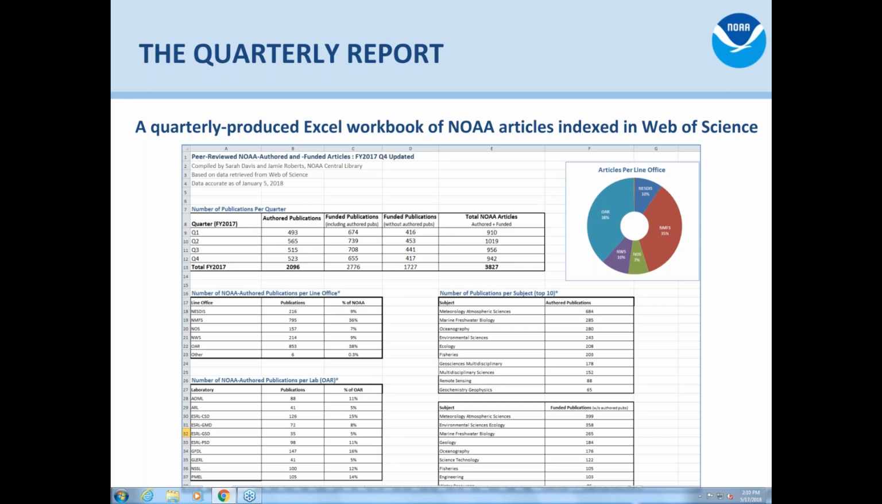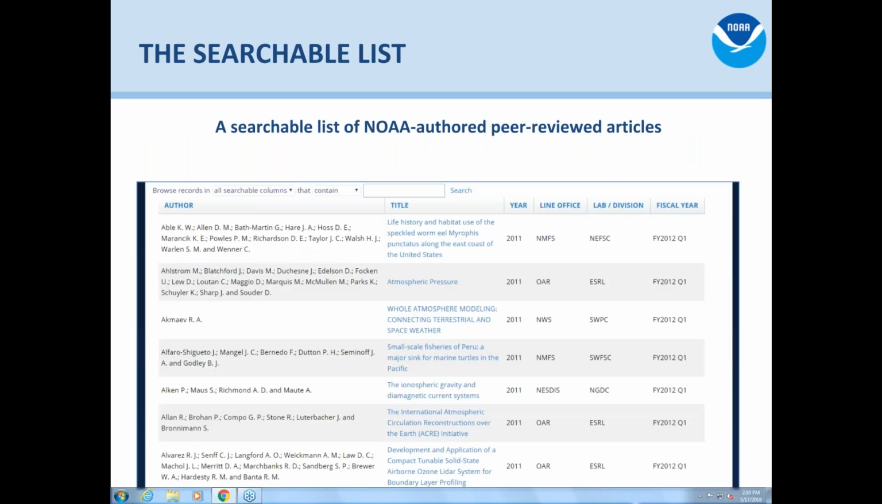Also, this report is cumulative for the year, so we start fresh every fiscal year, and each quarter we add the next quarter and it builds, so it gets bigger and bigger throughout the year, and then we start again the next year. The byproduct of this report is the searchable list that we have on our website. It's often referred to as a database, but more accurately, it's a data table.